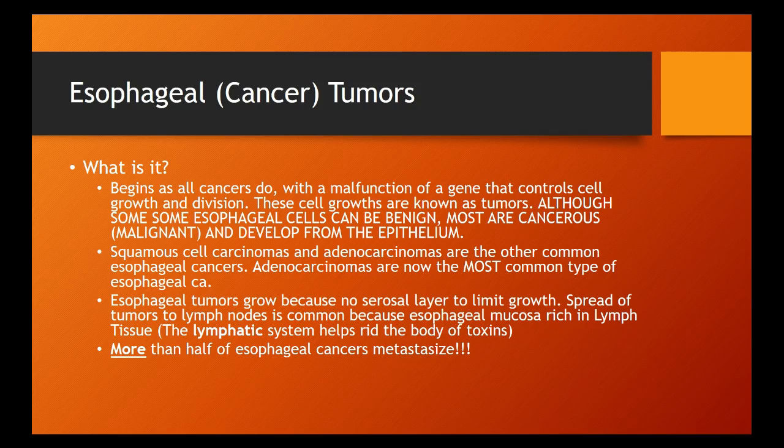Esophageal tumors grow because no serosal layer is available to limit the growth. The spread of tumors to nearby lymph nodes is common because esophageal mucosa are rich in lymph tissue. So once they get in there, then they're going to spread to surrounding areas. And remember, this is very important, that more than half of esophageal cancers metastasize.